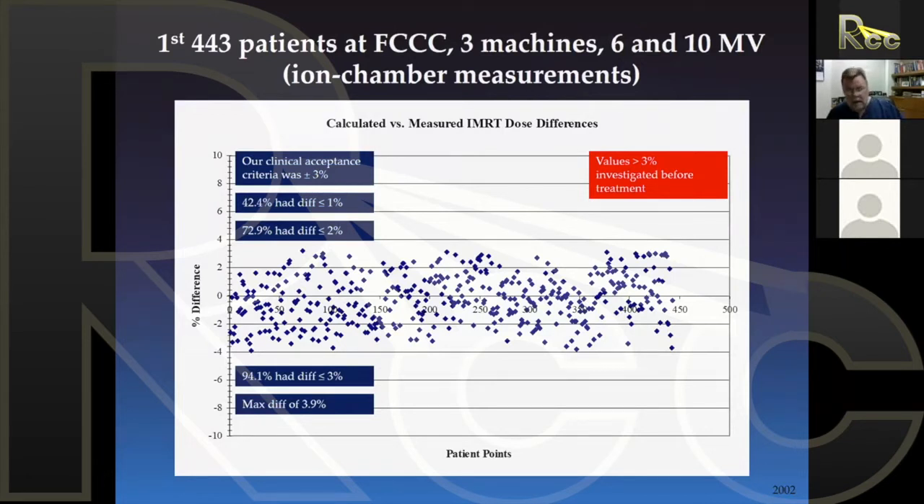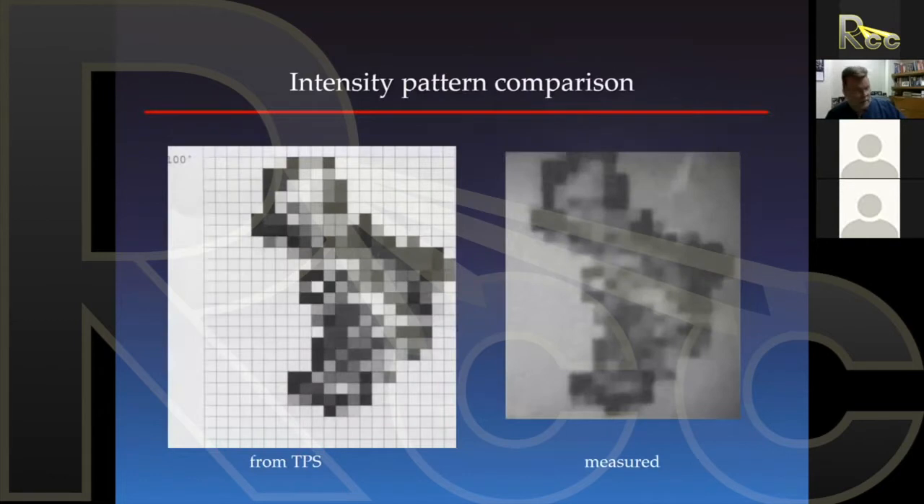If you don't have software to allow you to get spatial information, you could augment those ion chamber measurements with intensity pattern comparisons. Here you can see on the left is just a single beam projection of what the intensity map would look like, not the leaf sequence. So the darker values mean more dose going through, the lighter pixels, less dose. And then you can physically measure those. In this case, in film, or you could use your EPID, and lay them side by side.